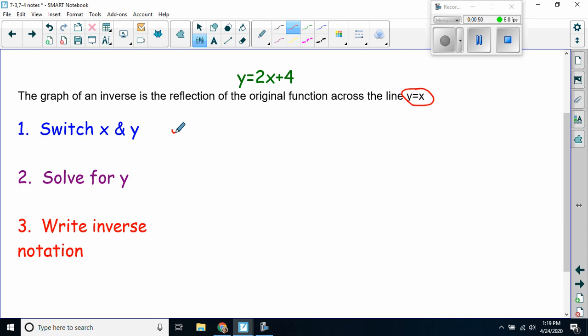So now instead of y equals 2x plus 4, I'm going to get a marker that is spazzing on me. Hang on. You're going to get x is equal to 2y plus 4. So first thing you want to do is just switch x and y. Okay, pretty simple. Then you're going to solve for y to get it back looking like it's supposed to.